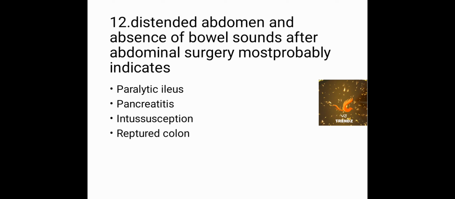Pancreatitis is inflammation of the pancreas. Intussusception is the inversion of one portion of intestine into another portion of intestine, that is called intussusception. The answer is paralytic ileus.